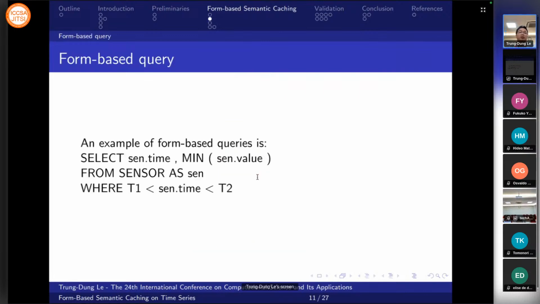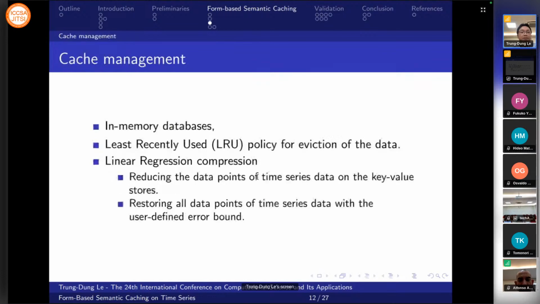An example of a form-based query is: select send.time, with minimize send.value from sensor as send, where T1 is smaller than send.time, smaller than T2. For example, we have a form-based query like this.